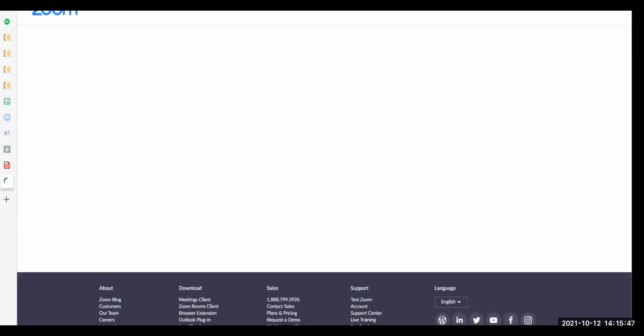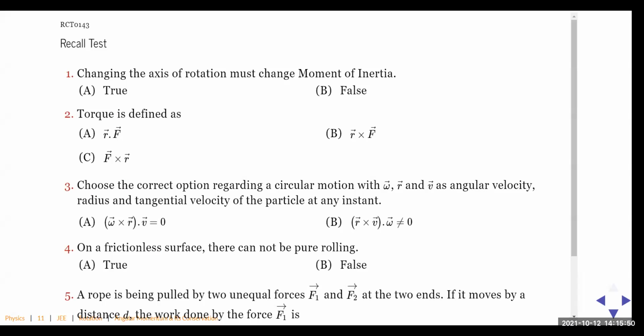Okay, what happened? Just give me a minute, guys. Something happened. Next. So torque is defined as. Tell me, again ABCD, quickly. Torque is defined as. We saw this a lot in the last class, right? Okay, 13 students answered this.